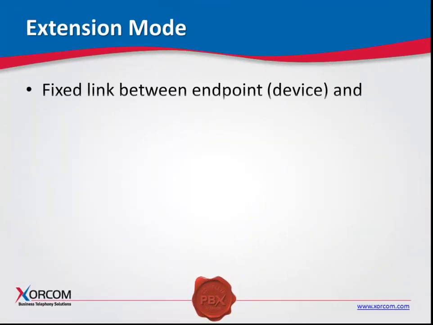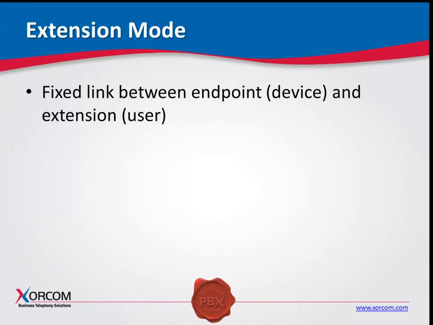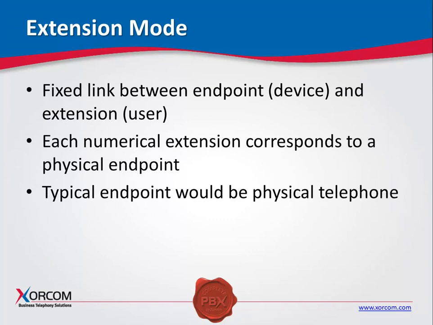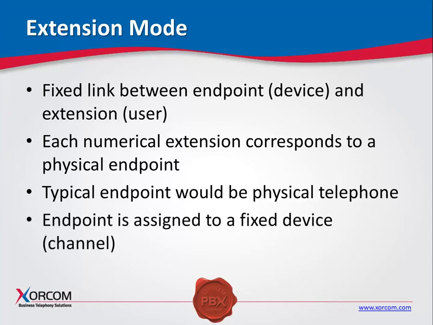Extension mode is for systems in which you want a fixed line between the endpoint and a specific user extension. In this mode, the numerical extension will always correspond to the same physical endpoint. The endpoint is always assigned to a fixed device in the system, such as a fixed FXS channel or a fixed SIP channel.